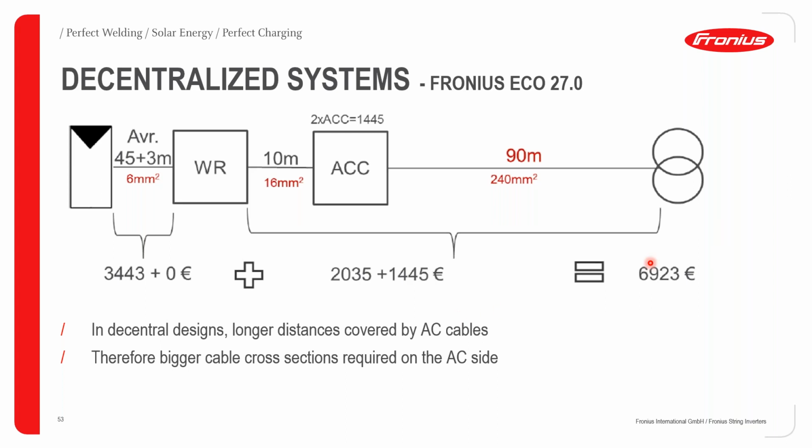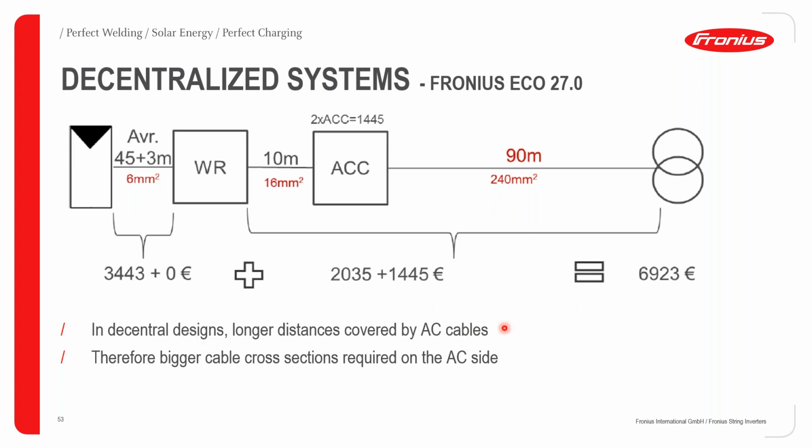So now looking at the decentralized systems, the Fronius Echo would of course require on the DC side, from the panels to the inverter, the strings are now connected directly to the inverter, and therefore we are going to use only 6 millimeter cables, as also a slightly short distance from the inverter to the AC combiner. But then from the AC combiner to the feeding point or the transformer, we are going there with a much longer distance of cable, and therefore we are going to need a thickness of about 240 millimeter square as far as the AC cable is concerned.